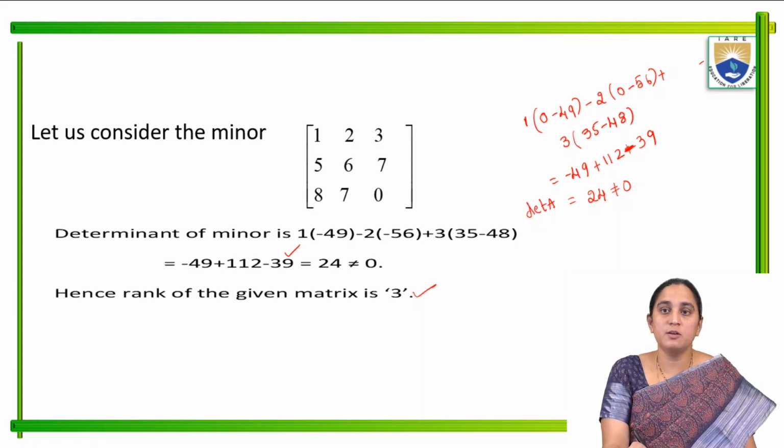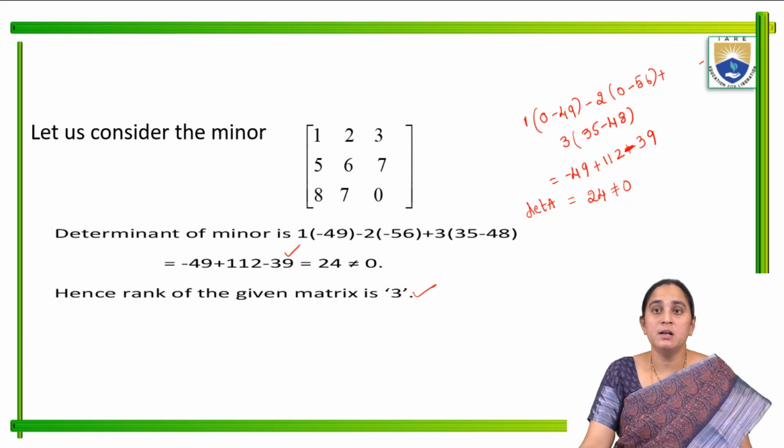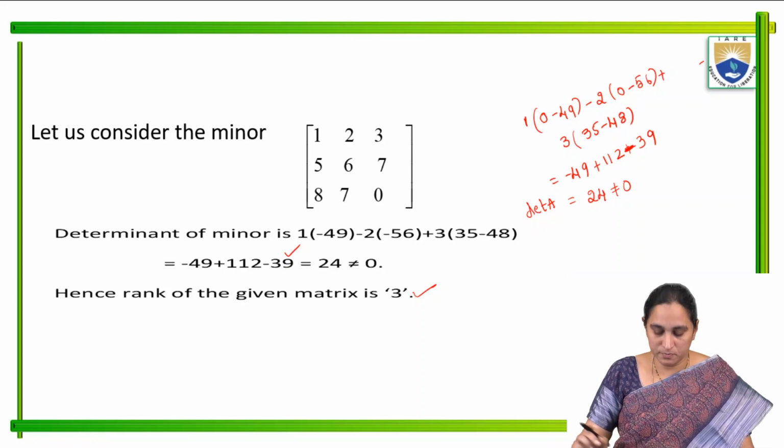But if it is equal to 0, then go for the 2 by 2 minor of order. We have to test for that determinant, which is not equal to 0, meaning we have to consider the rank for the given matrix. But for this question here, directly the minor of order 3, det A is not equal to 0, so we have to consider the matrix order as the rank. Here rank is equal to 3.